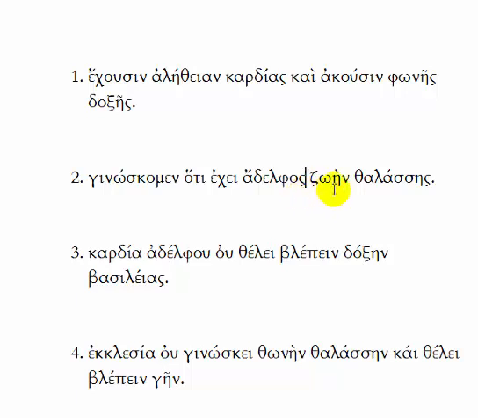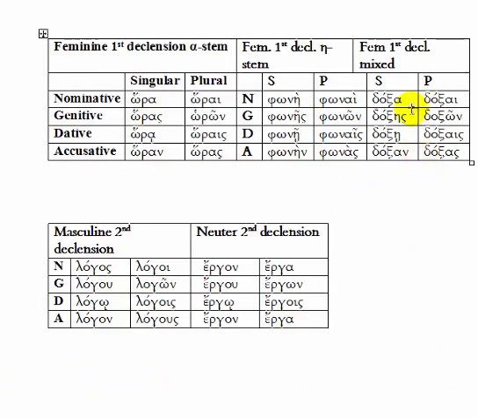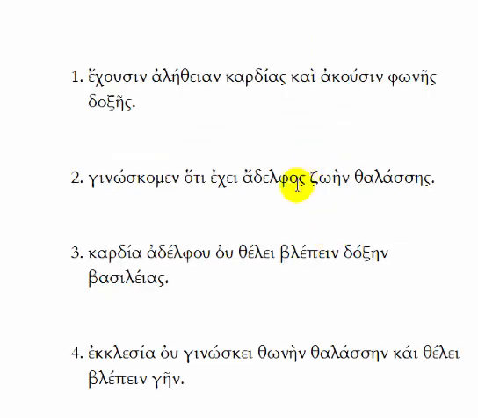What does he have? Zoen thalasses. What's zoen? Well, we look up that particular noun here. It's like doxa, an alpha stem. So zoe, zoes, zoe, zoen. It's accusative. So now this is actually what he has. Zoen is life. So we know that the brother has zoen, life.